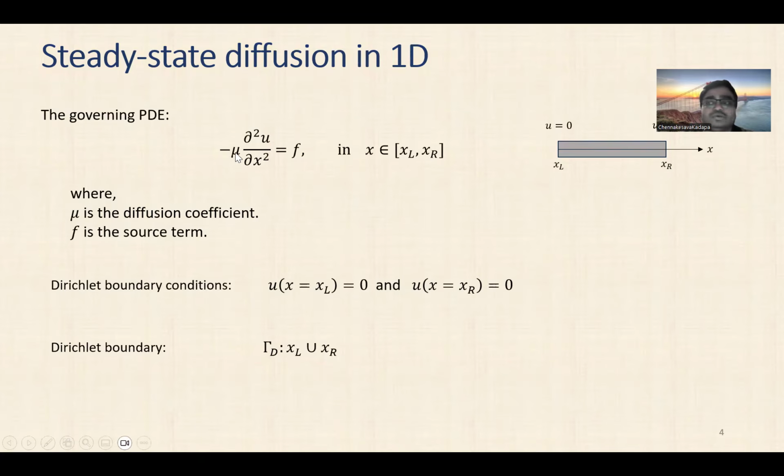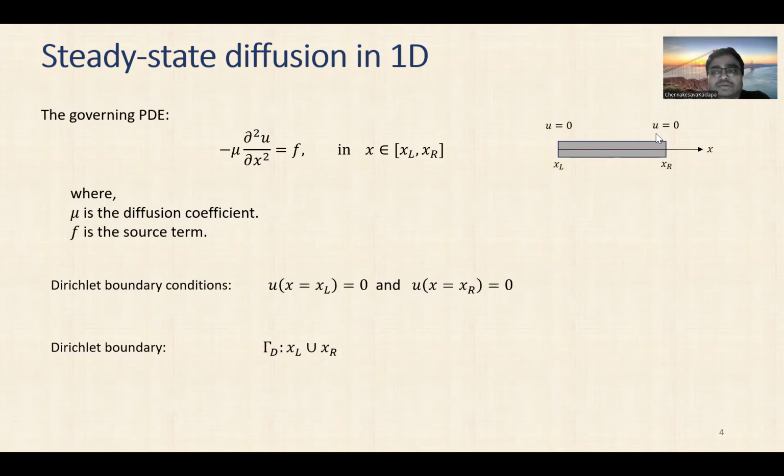Here mu is the material parameter. Since we are solving the diffusion equation, this is a diffusion coefficient. u is our solution variable and f is the source term. Let us say that our domain in one dimension spans from xL to xR. Our coordinate is x, on the left hand side we have the x coordinate as xL, on the right hand side we have the x coordinate as xR. So the domain is from xL to xR.